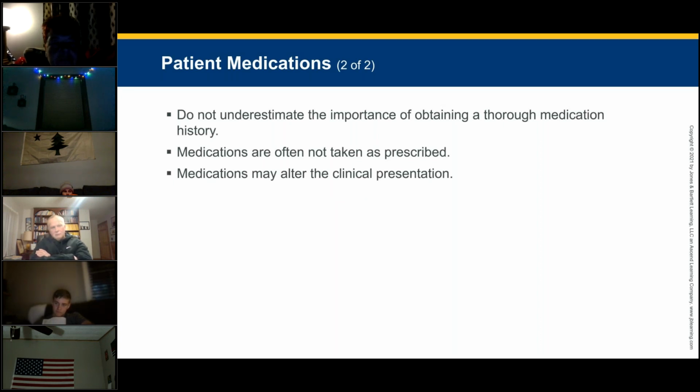The implications for medical providers. Don't underestimate the importance of obtaining a thorough medication history. Medications are frequently not taken as they're prescribed. So just because the patient tells you they're prescribed a medication, you also need to find out if they're taking it as they're supposed to be. Consider a patient's medication in the context of your clinical encounter. Patient medications may significantly alter the clinical presentation of many different acute medical conditions or injuries.